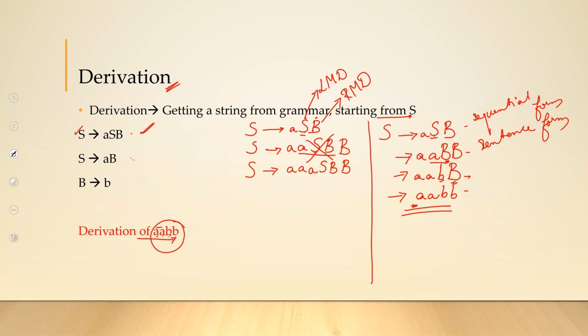Each step which you get from your derivation, you call it the sequential form or the sentence form. Now, once you have done a derivation, you will be able to construct something called a parse tree, or it is even known as a derivation tree. This parse tree will follow these steps exactly.